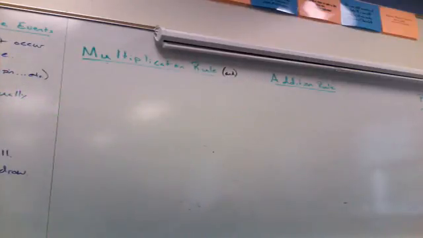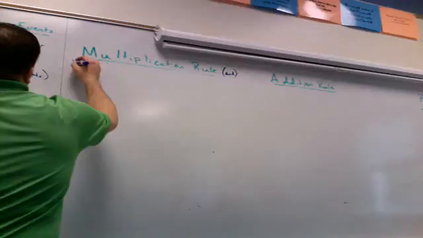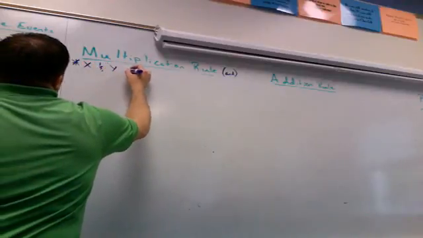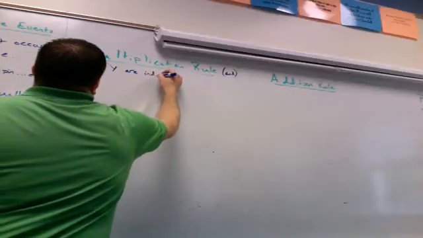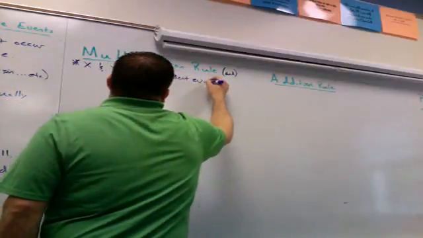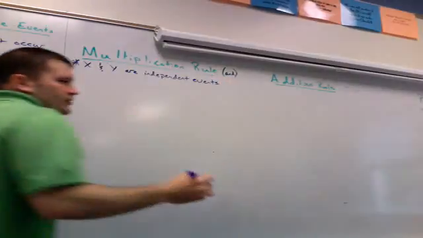All right. Now for this, we're going to say X and Y. We're going to assume X and Y are independent events. What does independent events mean again? Okay, they're separate. What do you mean by they're separate?